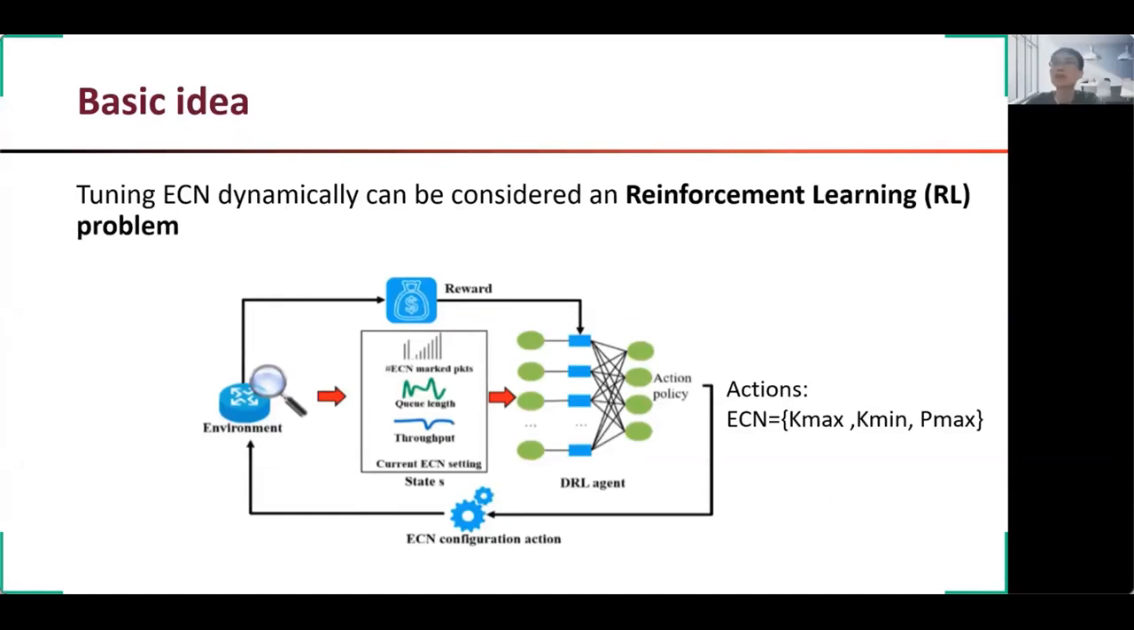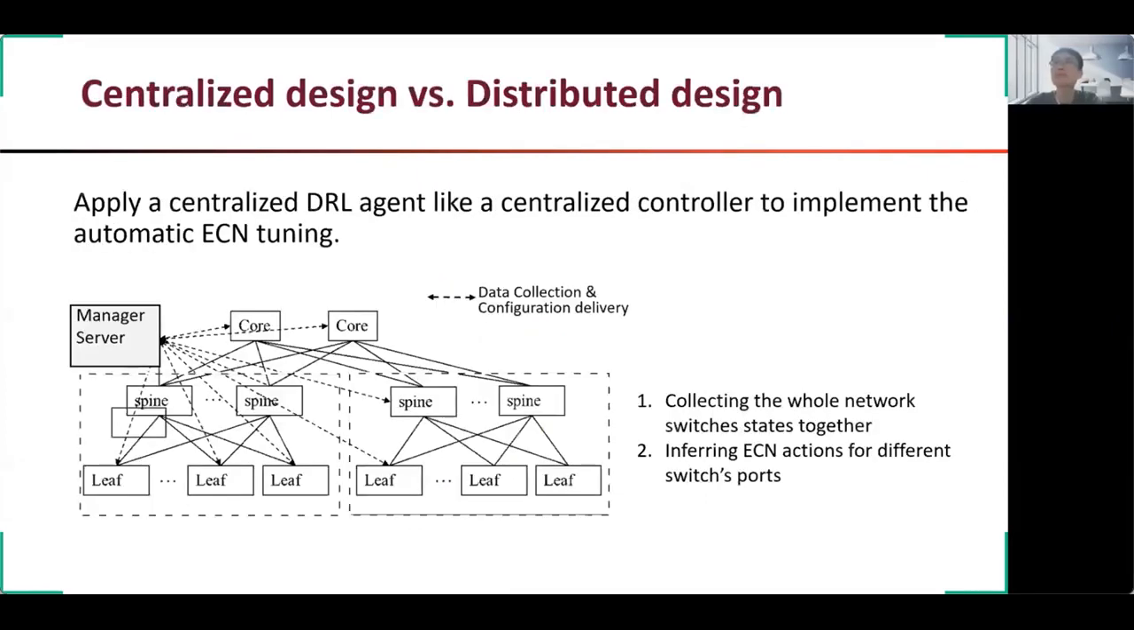The agent collects data from switches as states and then infers ECN actions based on these states. After the agent configures the ECN into the switch, the agent observes the new states again and gets a reward to update the agent. The agent will gradually become better and more intelligent. When we design it, a straightforward design is that we can apply a centralized DRL agent, like a centralized controller, to realize the automatic ECN tuning.